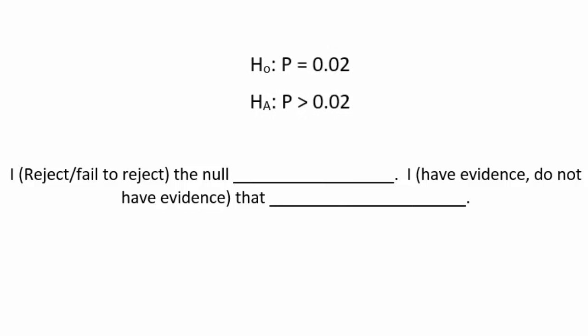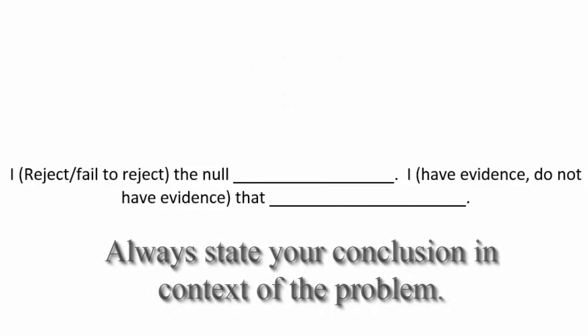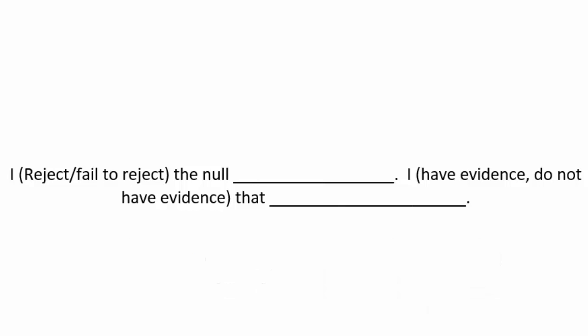For us, I reject the null that the true proportion of defective cans is equal to 0.02. I have evidence that the true proportion of defective cans is greater than 0.02. Always make sure to state your conclusion in context of the problem and that anyone could understand it. Saying you have evidence that the true proportion of defective cans is greater than 0.02 means there's some sort of problem here and that we're not happy with the rate of defective cans that we are seeing.